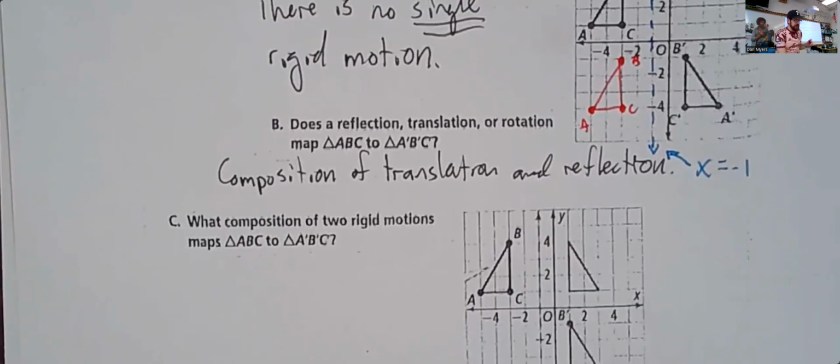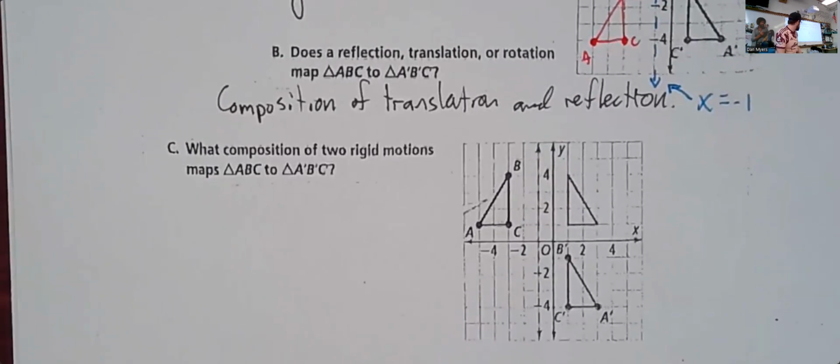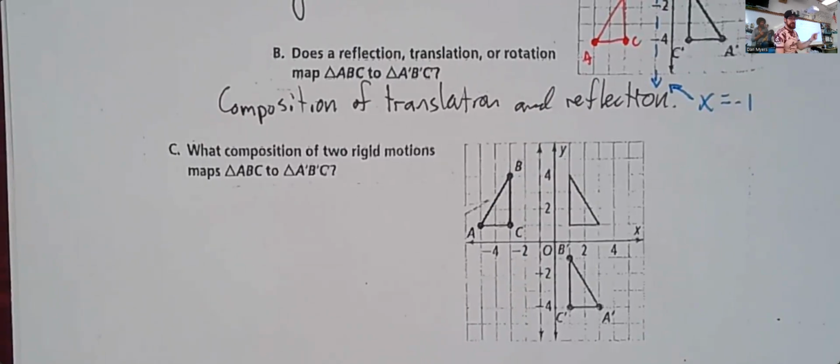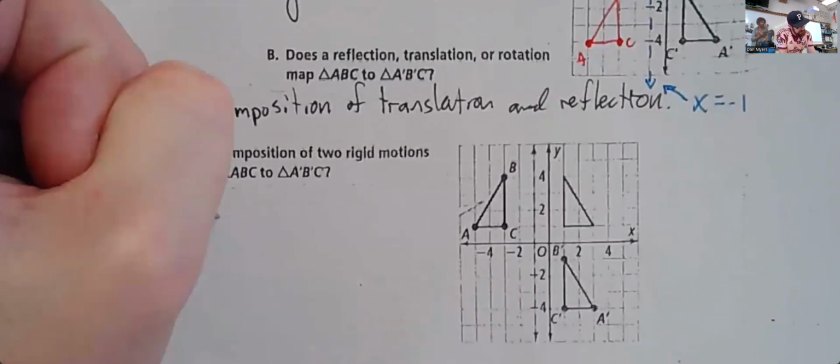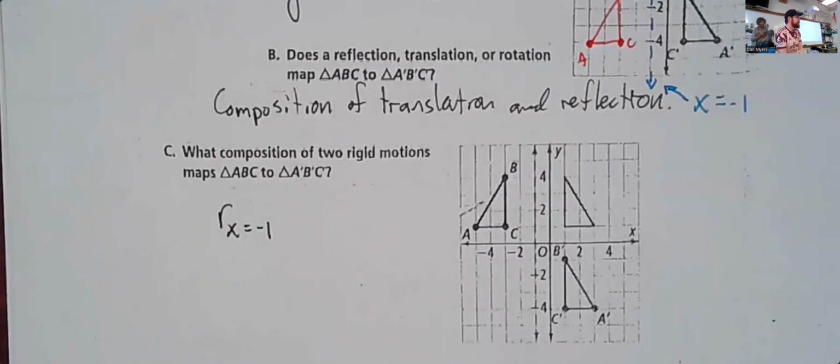We need, let's see, the order that we did these in is we did the translation first and the reflection second, which means if we write this as a composition, we should write the reflection first and then the translation second. So we're going to say reflection across the line x equals -1.